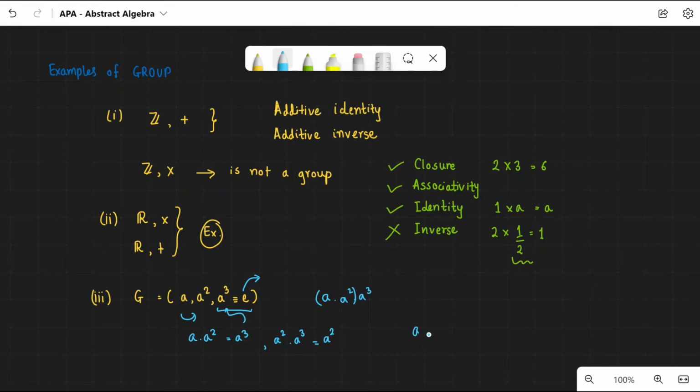So if we take a times a squared, it gives us a cubed, which itself is an identity, and that means they are the inverses of each other. And so inverses of all these elements exist. All 4 group conditions are satisfied, and we say that this set G forms a group under multiplication.